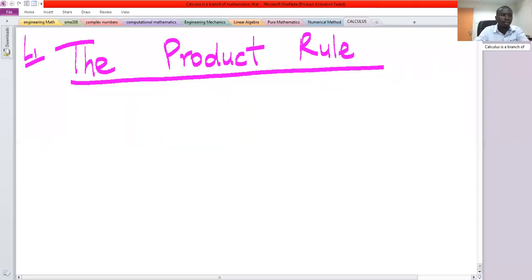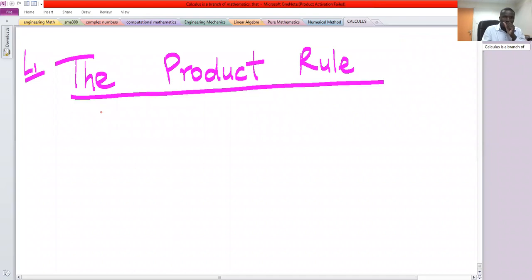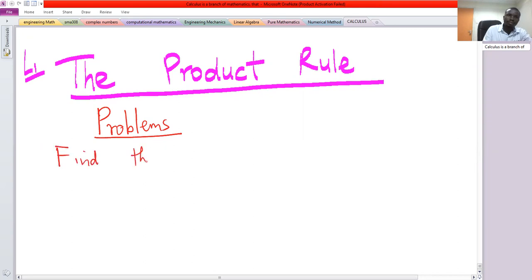Welcome to this class. In this class, we are going to do examples on application of product rule of differentiation. So the problems are: find the derivatives of the following functions.